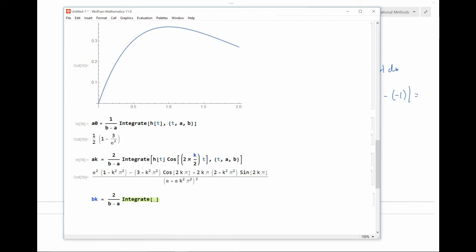Gotta integrate h of t times sine of 2 pi k, and again, this would have to be b minus a as well. Sine of 2 pi k over b minus a t, as t goes from a to b.